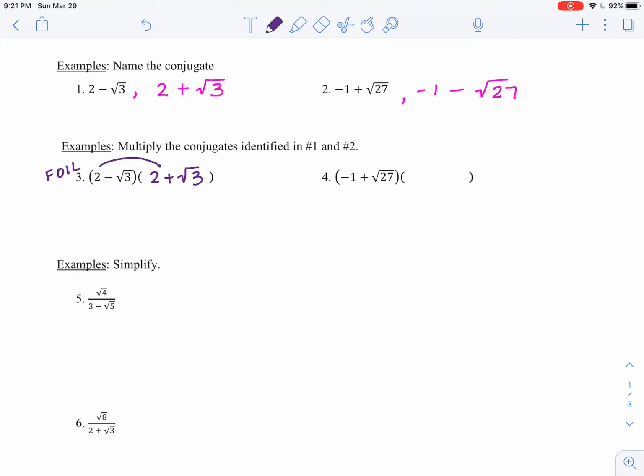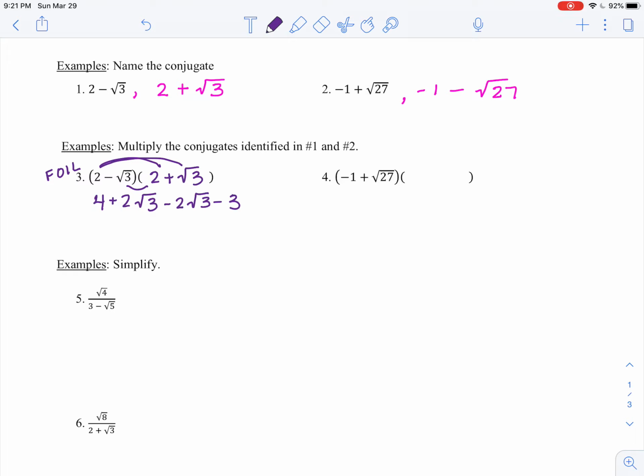When we multiply the first two terms together, 2 times 2 is 4. For the outer terms, 2 times the square root of 3 is 2 root 3. For the inner terms, negative square root 3 times 2 makes negative 2 root 3. And for the last terms, negative times positive makes negative. Square root 3 times square root 3, as we learned in the last lesson, is just a plain old 3.